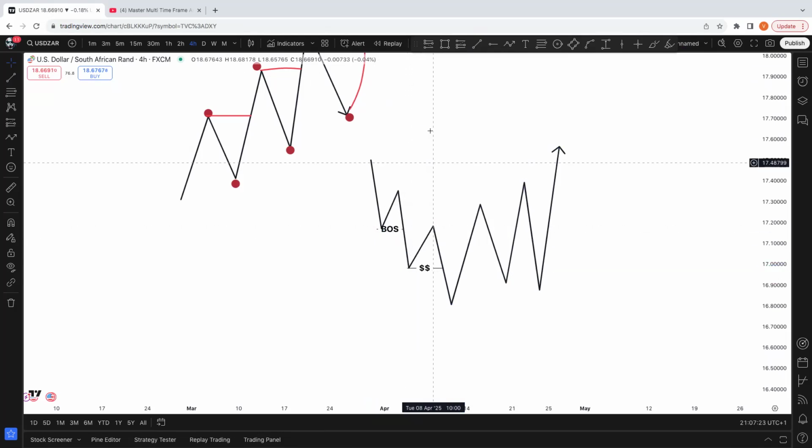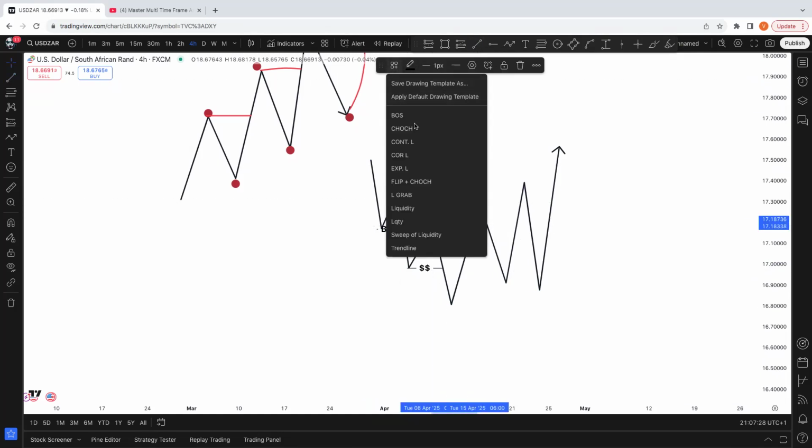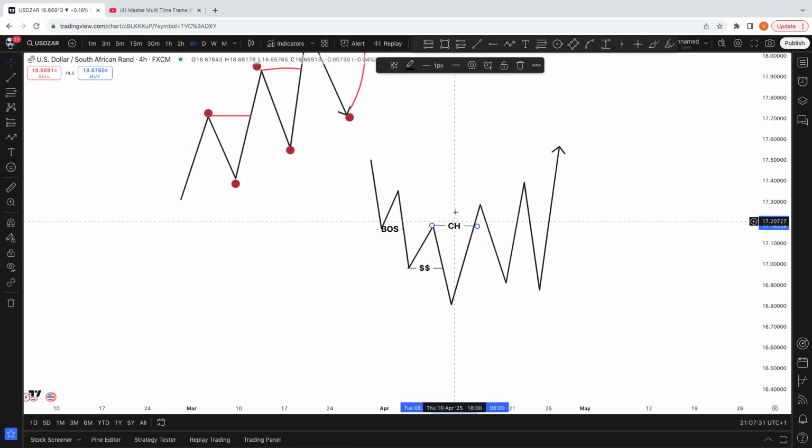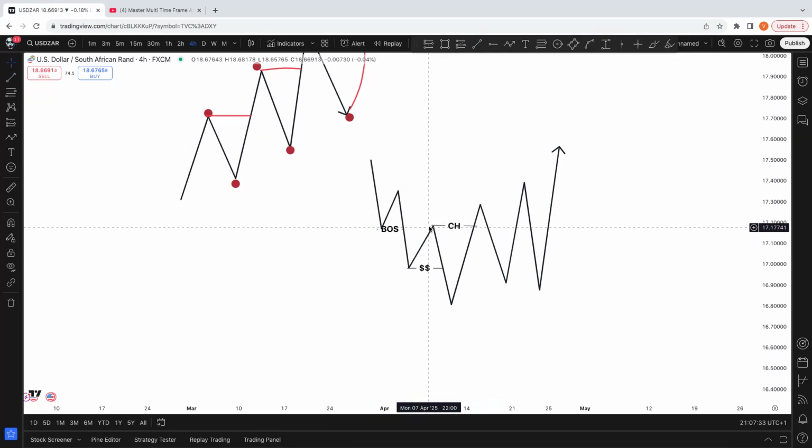As sweep of liquidity. And what happened here, we refer to this zone as our change of character. Now, what is a change of character? Change of character happens when the market changes direction from a downtrend to an uptrend, or from an uptrend to a downtrend. Whenever it happens, we refer to that zone as a change of character, right?